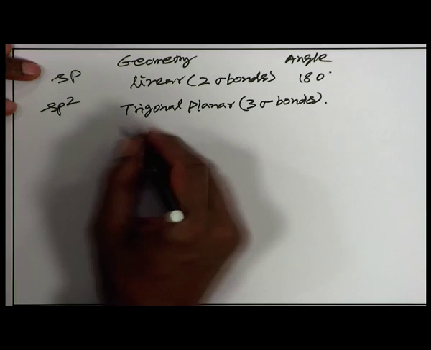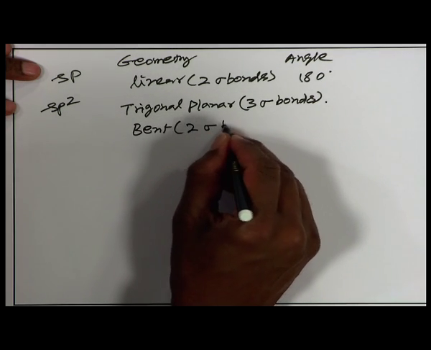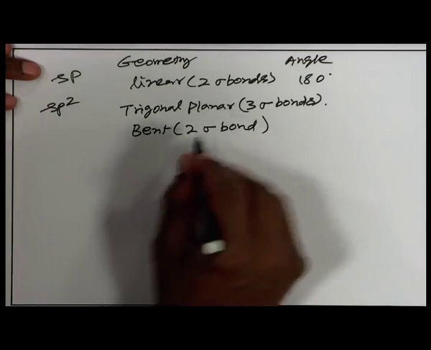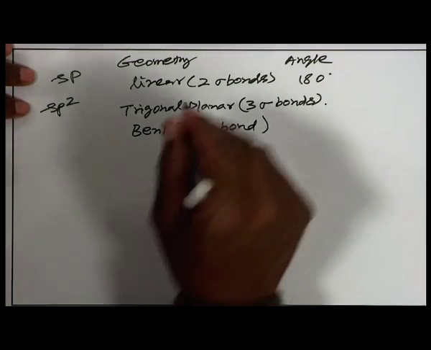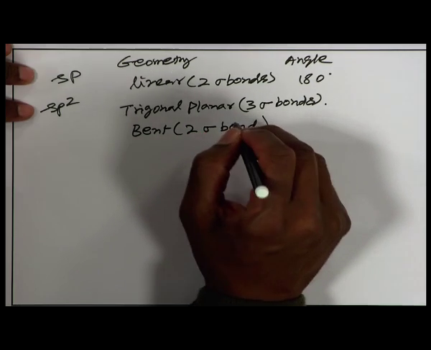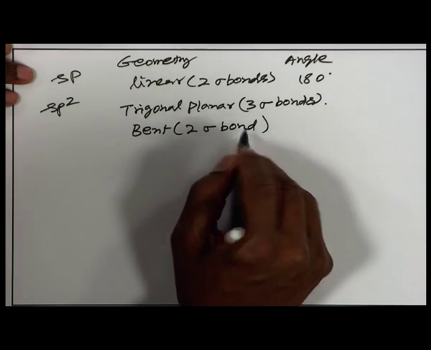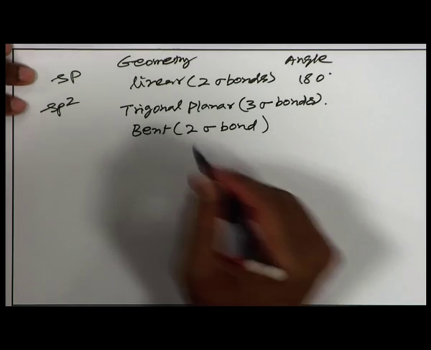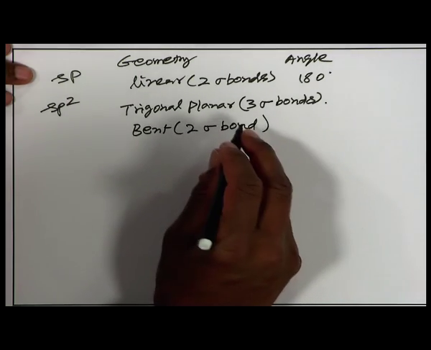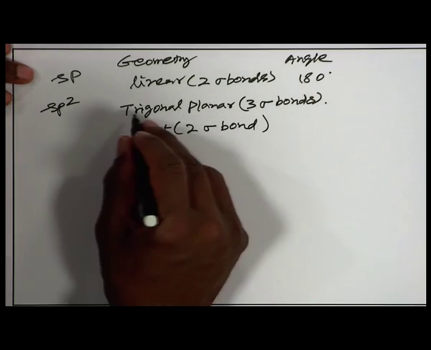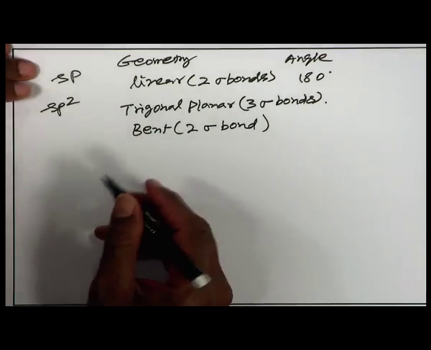It can also give a bent geometry, but it has only 2 sigma bonds, because another sp2 hybridized orbital is occupied by a lone pair. So you have only 2 sigma bonds. You have a middle atom and then 2 atoms, like water. So it is a bent structure with only 2 sigma bonds. If there are 3 sigma bonds, it is trigonal planar. If it is only 2 sigma bonds, then it is bent for sp2 hybridization.